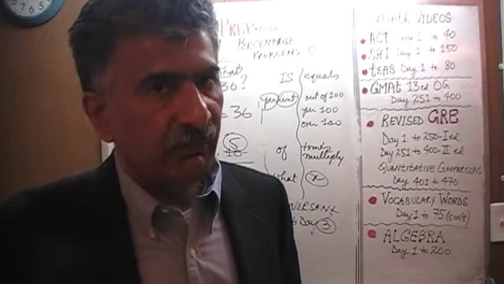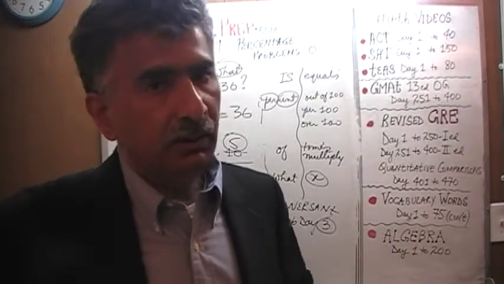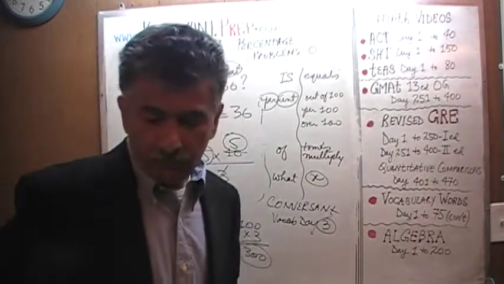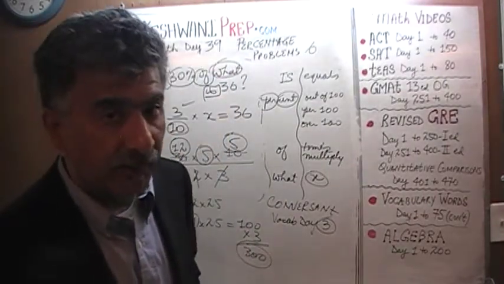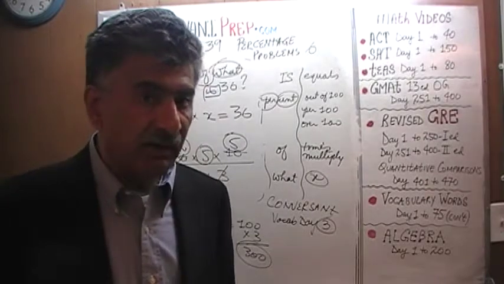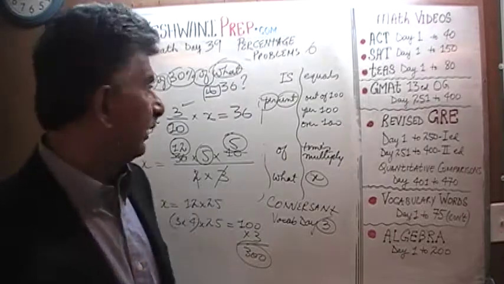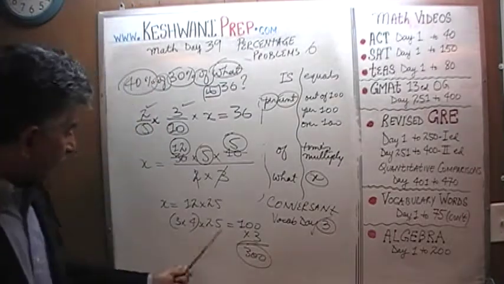And 12 25s is what we're going to find in 300. The first 100 will have 4 25s, another 100 will have another 4 25s, that's 8 25s, and then the third 100 will have altogether 12 25s. So the answer is 300.